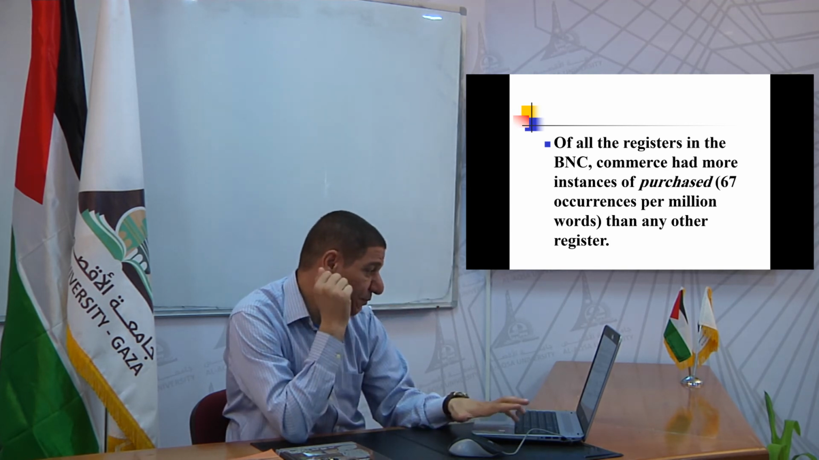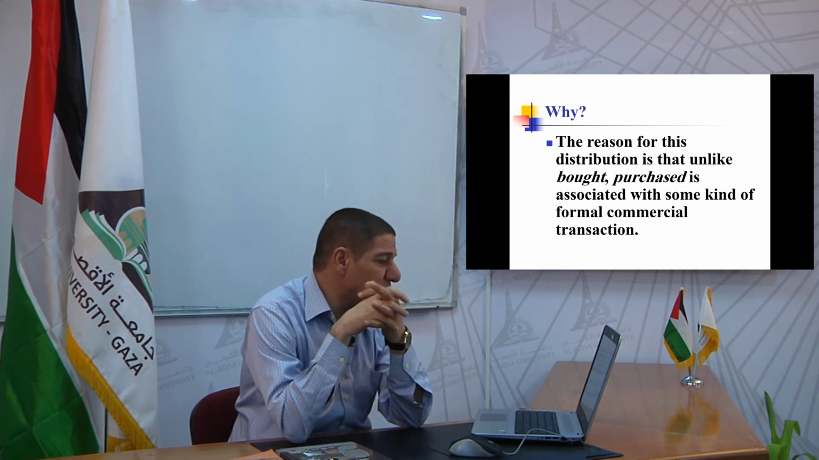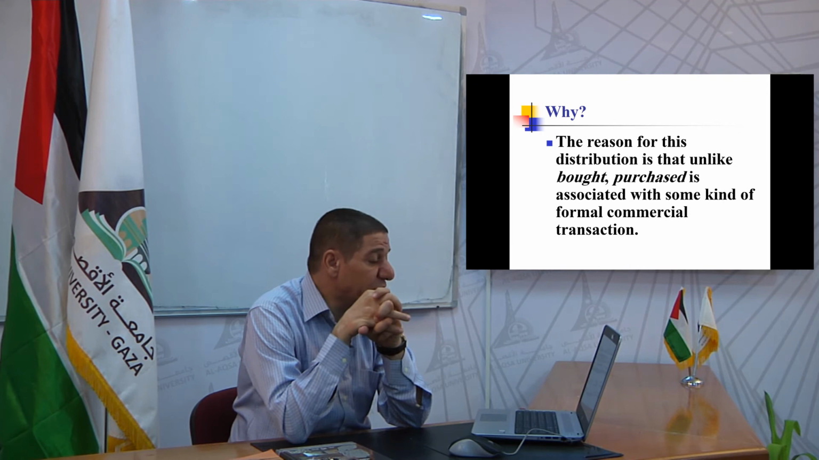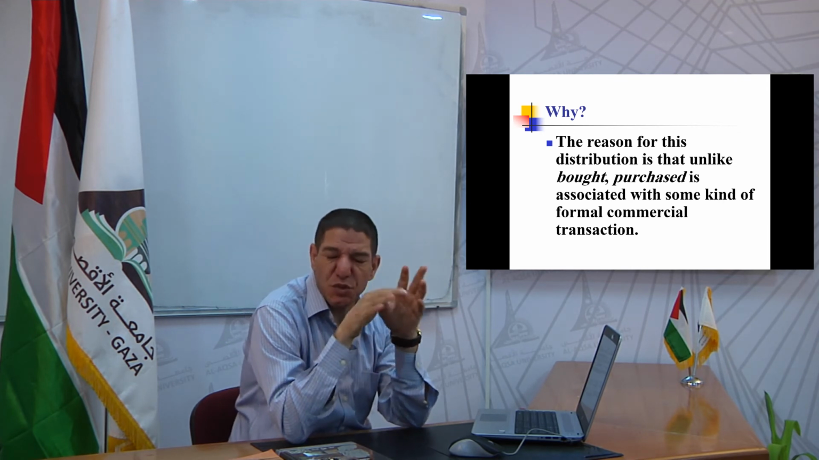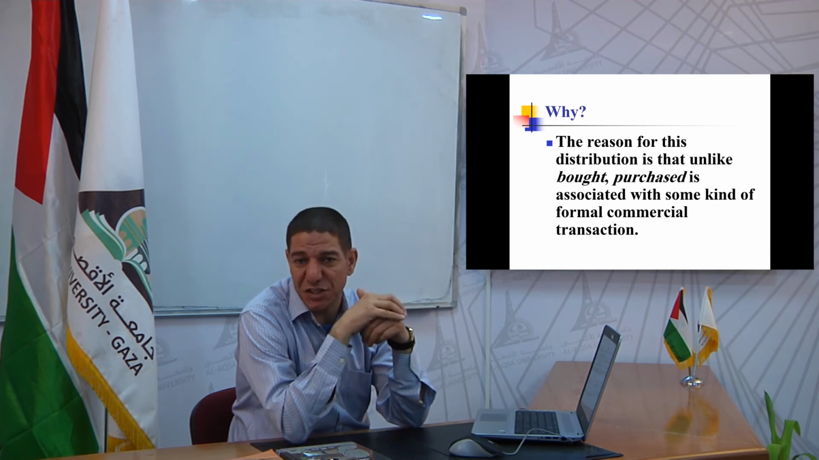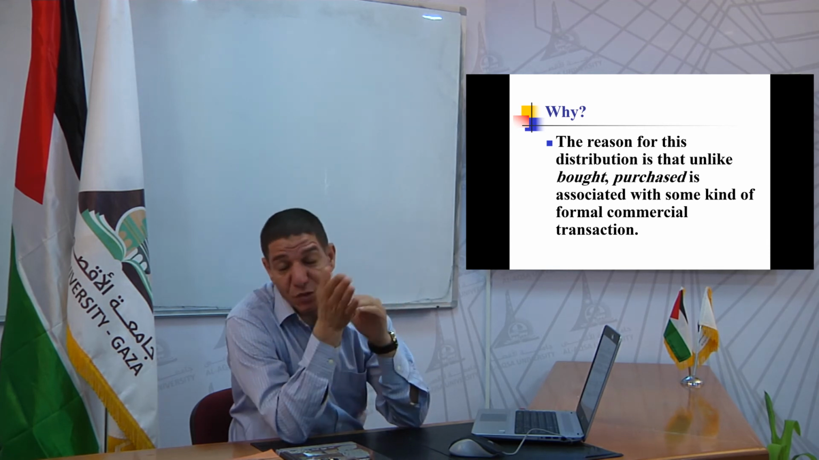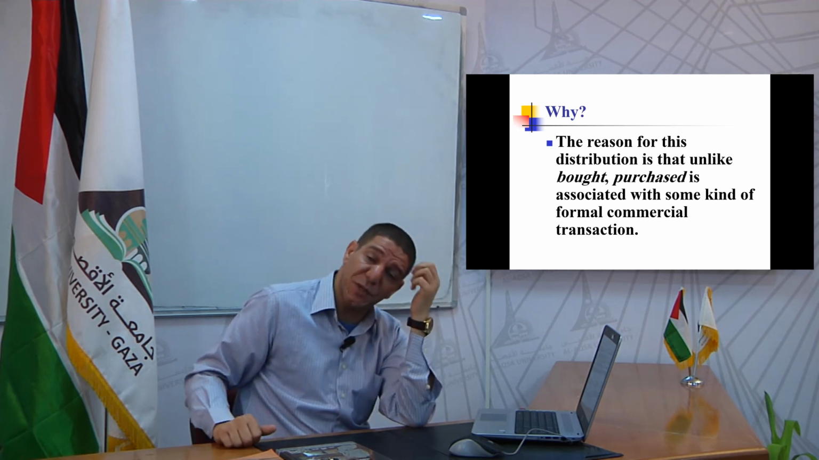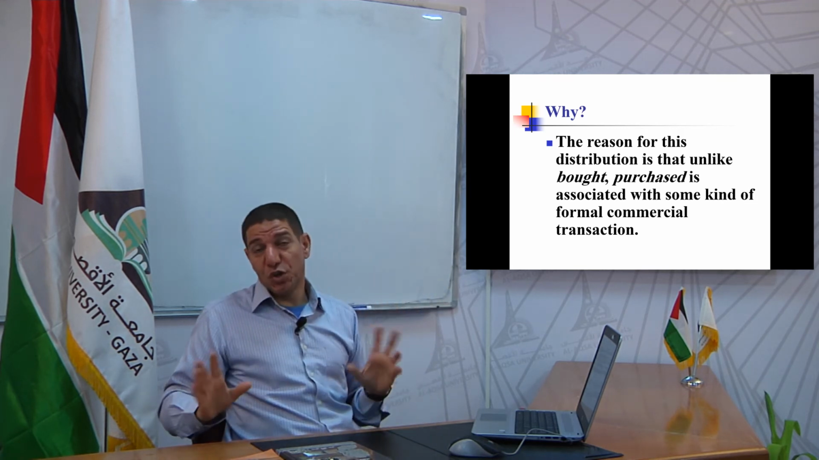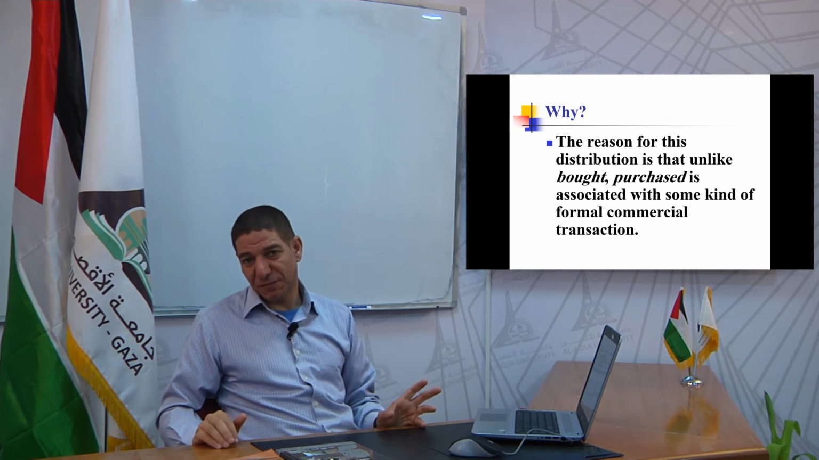The reason for this distribution is that, unlike buy, purchase is associated with some kind of formal commercial transaction. Purchase is used in commercial transactions more than buy. You can use buy, of course, but in ordinary language, buy is more frequent than purchase. So you talk about register here.